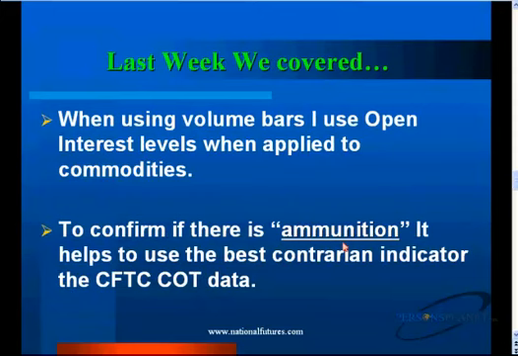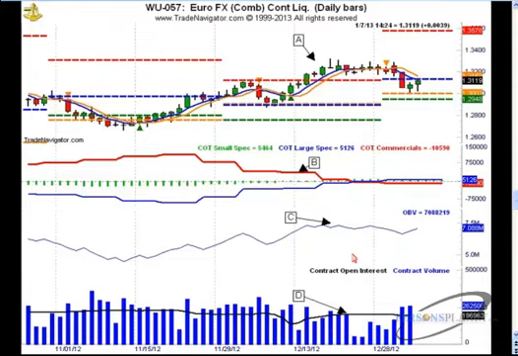One of the other topics that we covered last week was using volume bars. We look at open interest levels when applied to commodities, and we also look at the CFTC commitment of traders data. Basically, like the euro currency, we saw a huge reflection in positions in both the commercials and speculators. As we got towards the end of the year, look how those positions contracted to almost a neutral standpoint, from which we could start to see the market flip one way or another.